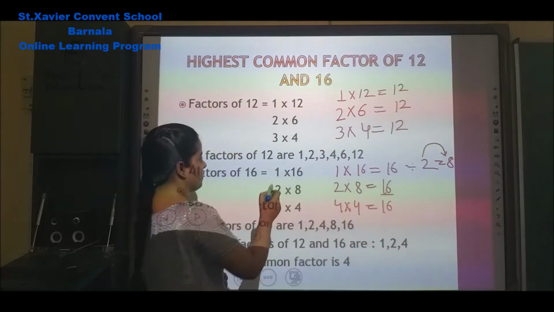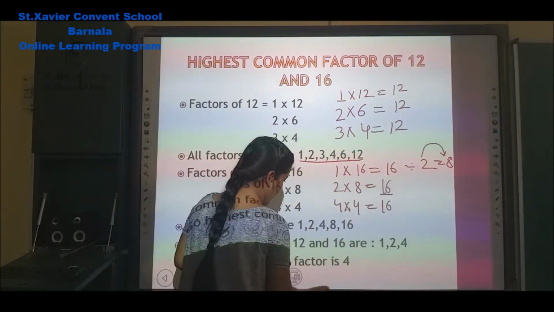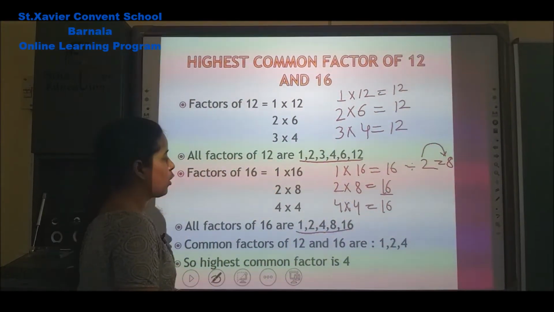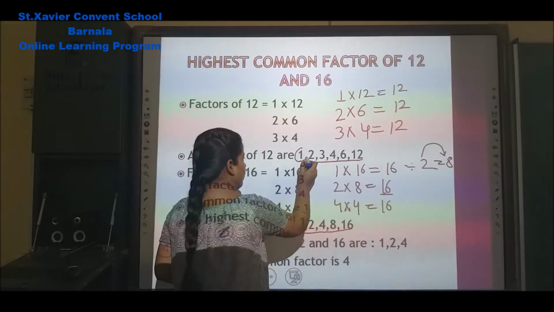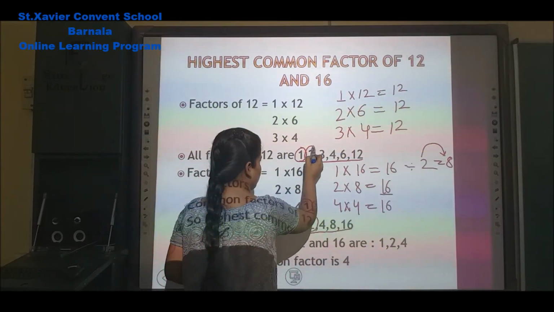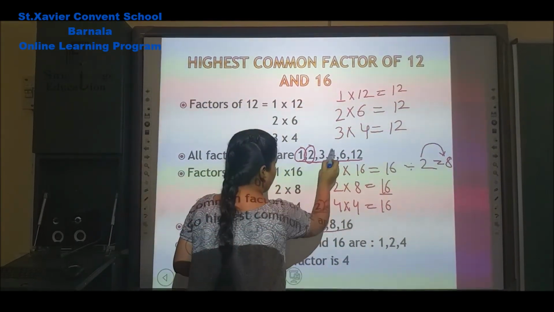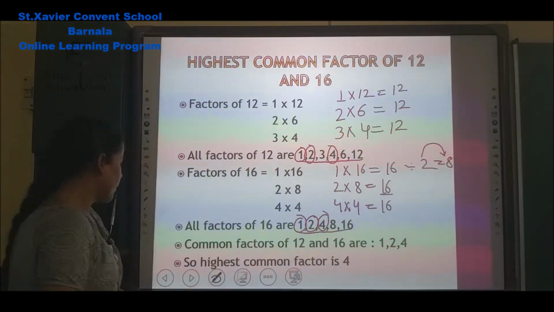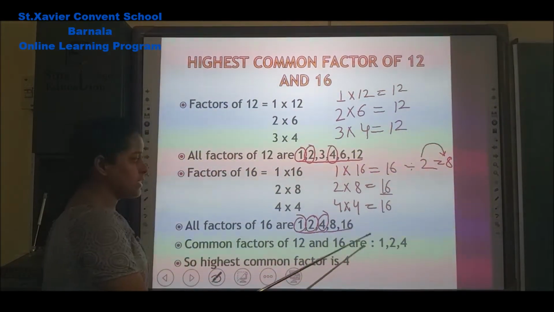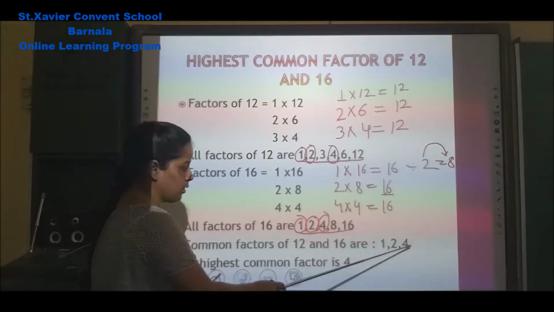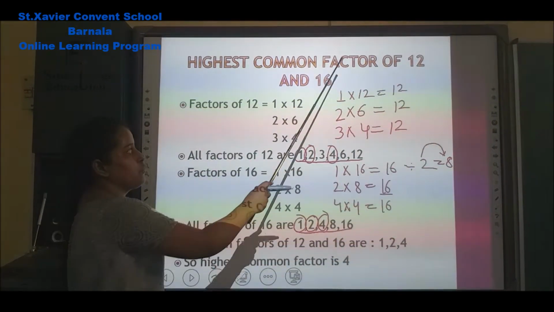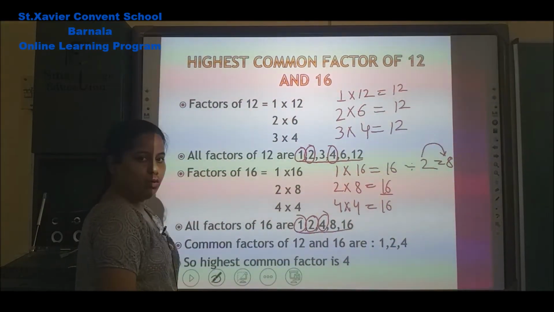So now we have the factors of 12 and the factors of 16. We find the common factors: 1, 1, 2, 2, 4, 4. So the common factors of 12 and 16 are 1, 2, 4. Next, the highest common factor is 4. Then we can say that the HCF of 12 and 16 is equal to 4.